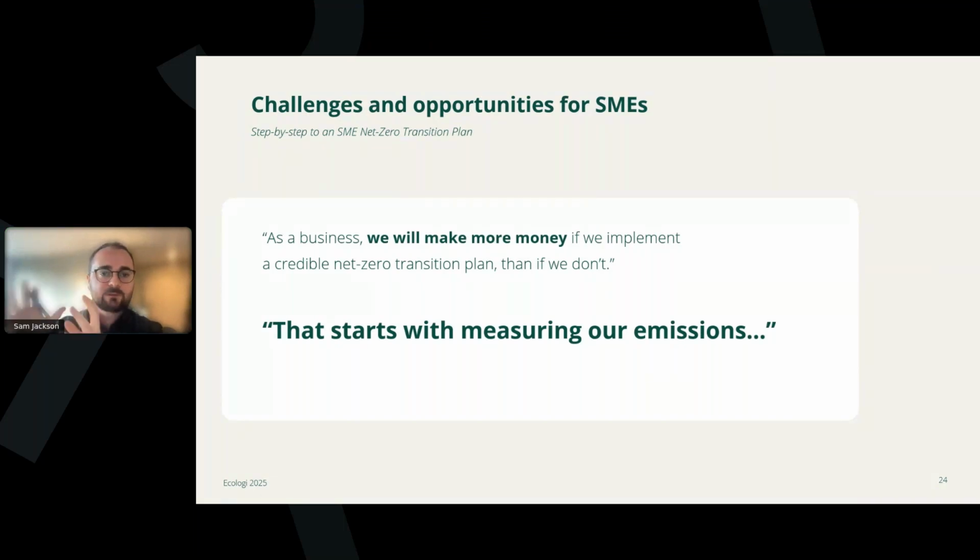And that, I think, is the argument that I always encourage businesses, small businesses, to make. Say, look, this is going to help our business survive and thrive. And if we do that, then we're going to start here with measurement. And that's obviously what the Flex will tell you, and that's the way that we approach things at Ecology as well.